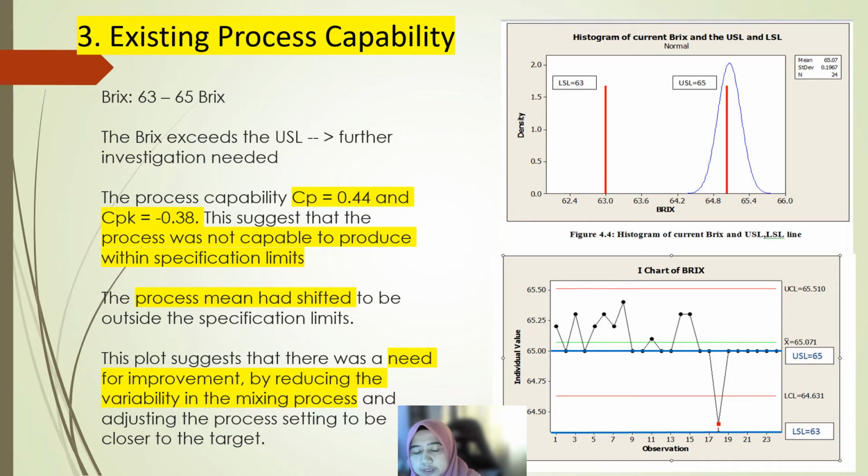Okay, next, the existing process capability. The company specification is 63 to 65 brix, but we can see here the histogram shows that the normal distribution is shifted to be outside the specification limit. So this plot shows a need for improvement by reducing the variability in the mixing process and adjusting the process setting to be closer to the target.